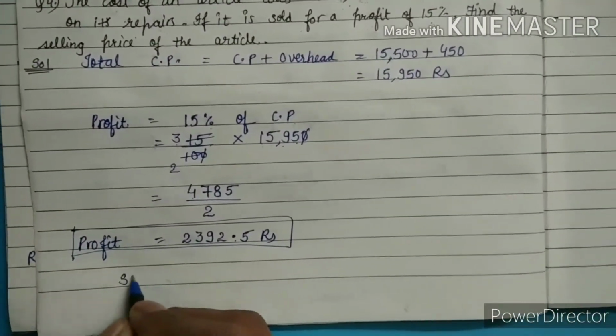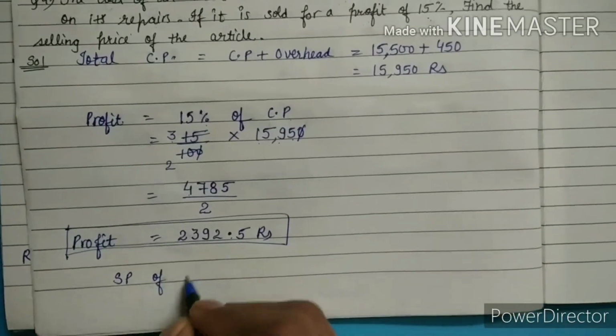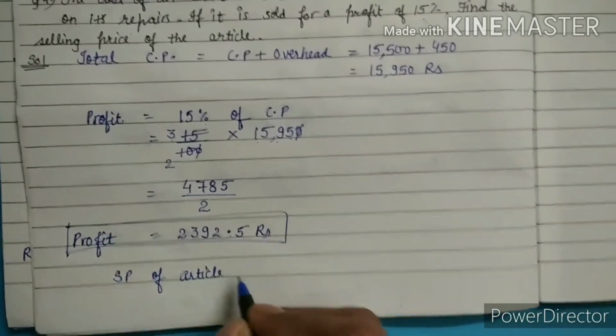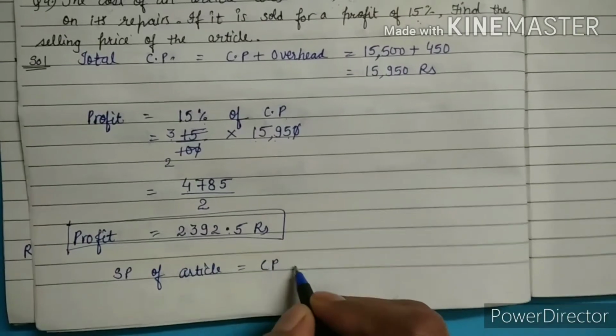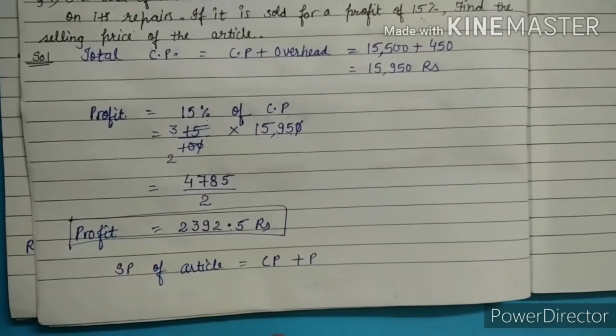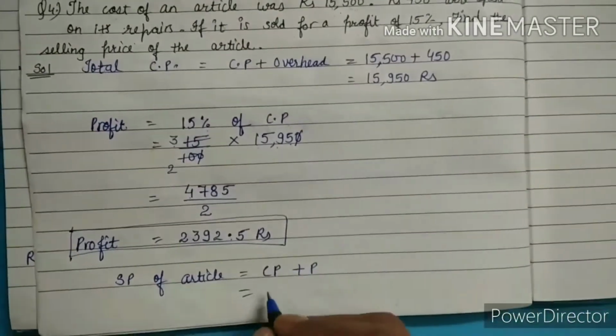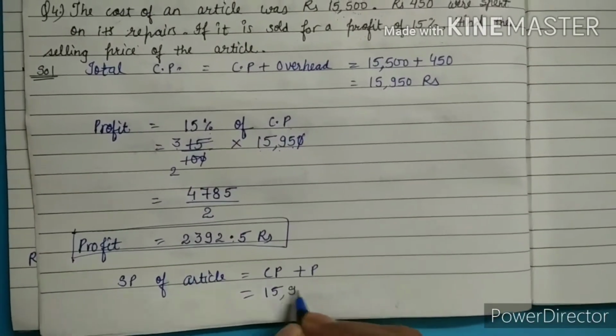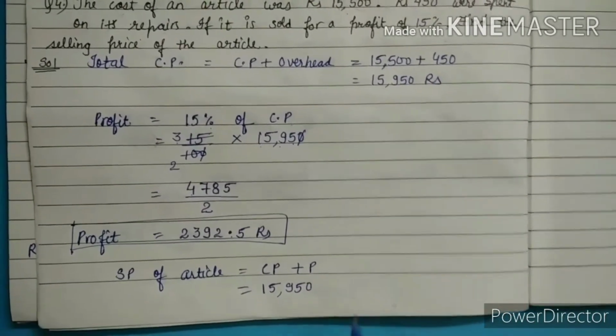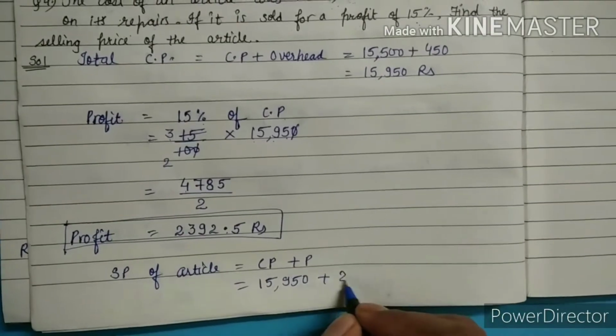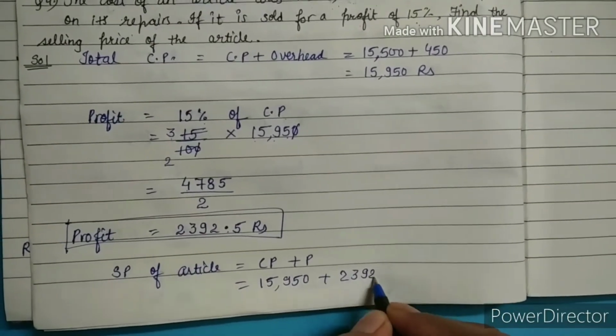We have to find the selling price of the article. So selling price of article means cost price plus profit. Cost price is 15,950 and profit is 2392.5.